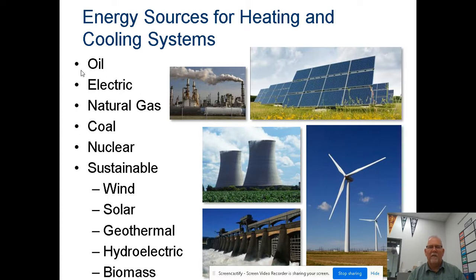Most common, I think we use things like oil an awful lot. Electricity, of course, natural gas. If you live in town, your house is probably heated with natural gas. Coal is a primary fuel supply that creates a lot of the electricity that we use.